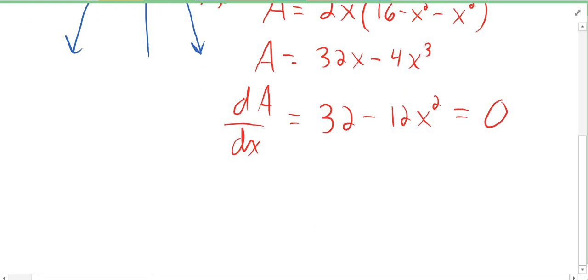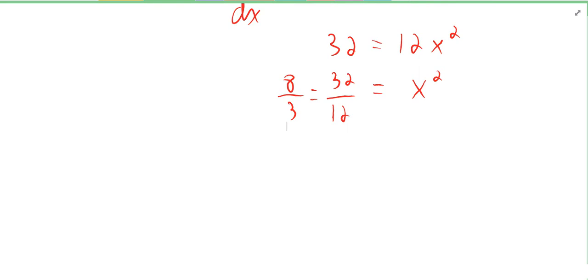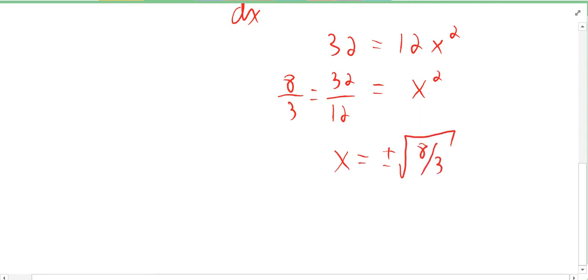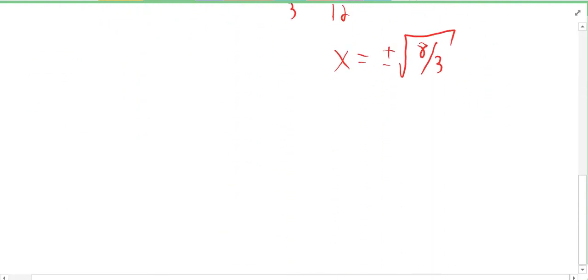So it turns out that's going to happen when 32 equals 12x squared, which means x squared equals 32 over 12. But 32 over 12 reduces down to what? 8 over 3? Then we'll take the square root of that. So x, which I'll write on this side, is going to be plus or minus the square root of 8/3. Okay? And since just the way that I've defined my picture, I'm putting x on the positive side of the y-axis. We know that the critical number is root 8 over 3.